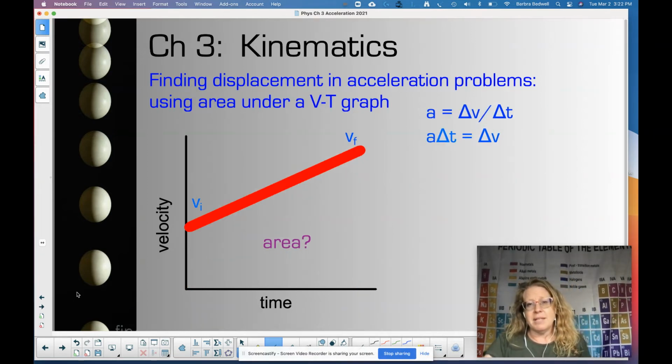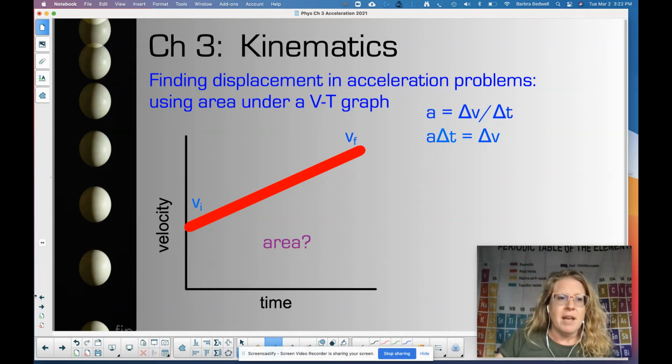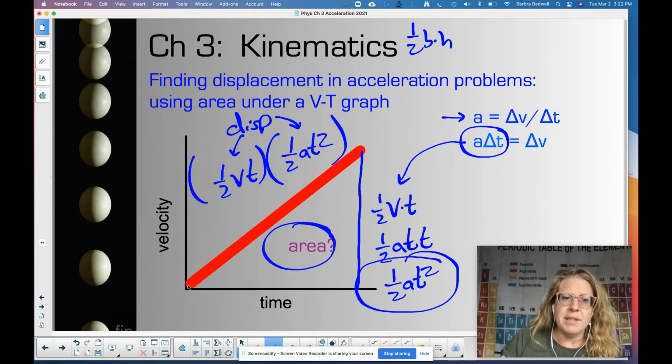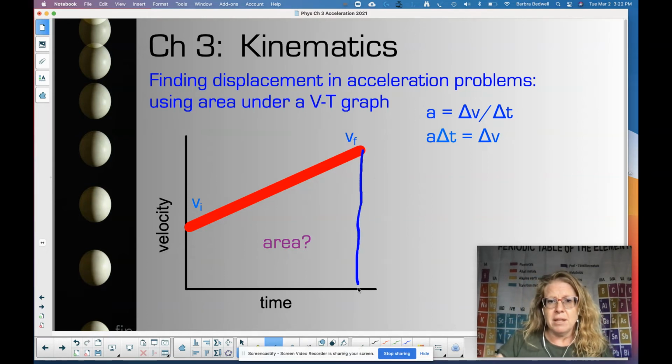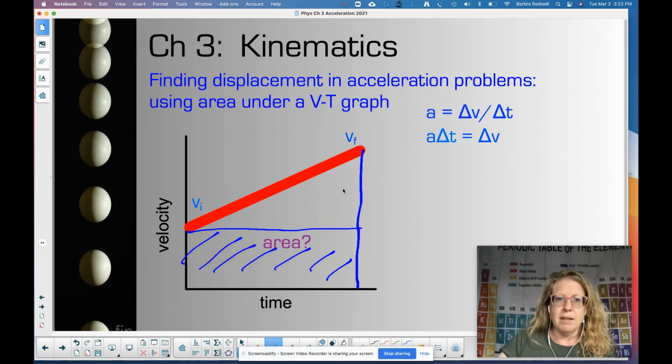Okay, kind of step number 3. What if we have this, where we have a VI and a VF? This last one, VI was 0 and we had a VF to it. But what if we've got an initial velocity, it's starting at 10 meters per second and ending at 20 meters per second? What's the area under this graph? Okay, so if you take a look at this, there are 2 parts going on here. We have down here a rectangle, and up here we have our triangle.